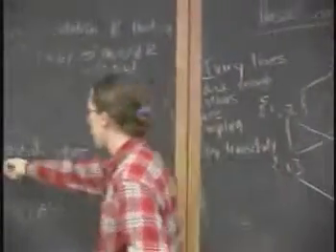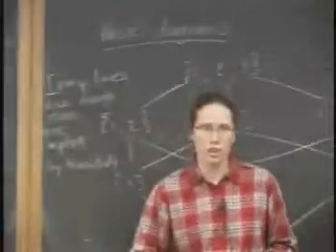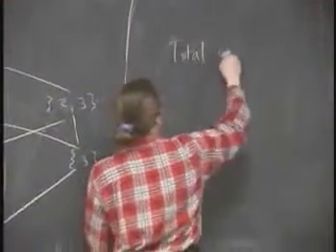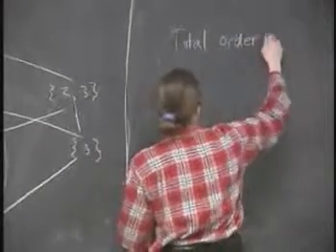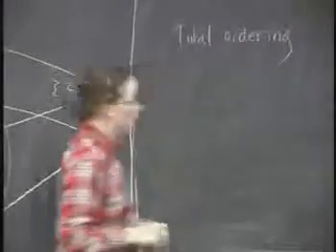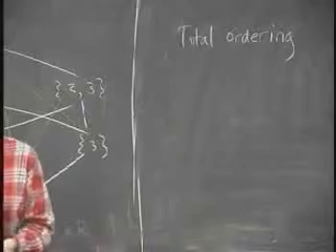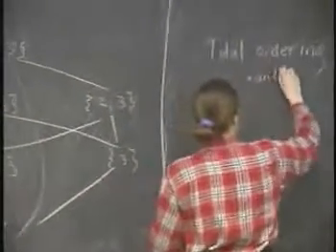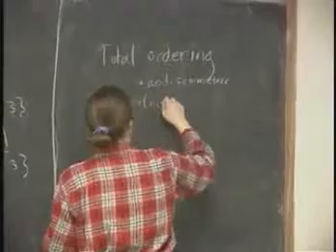So that sort of goes back to what it means to be a total order. A total ordering on a set is antisymmetric and transitive.